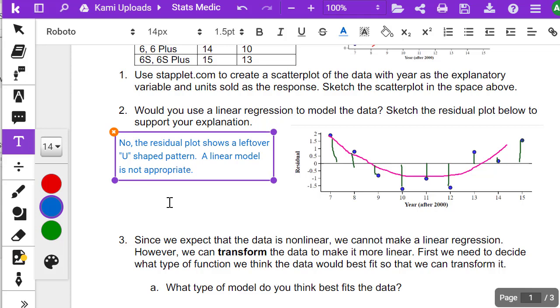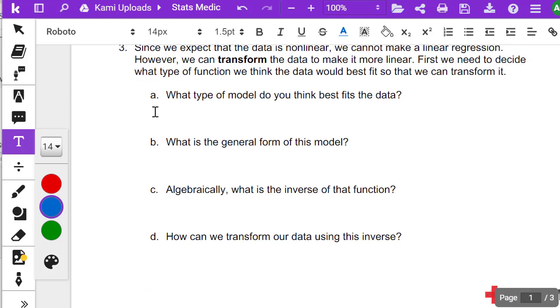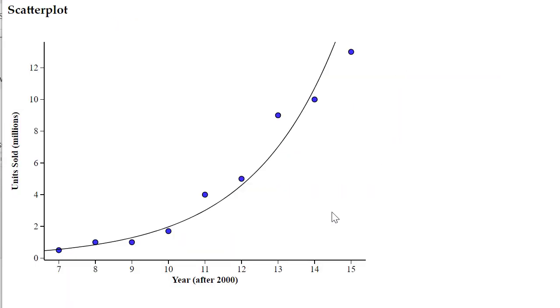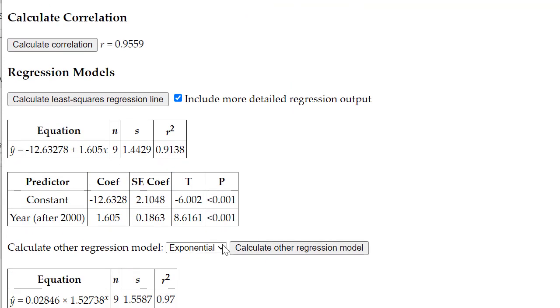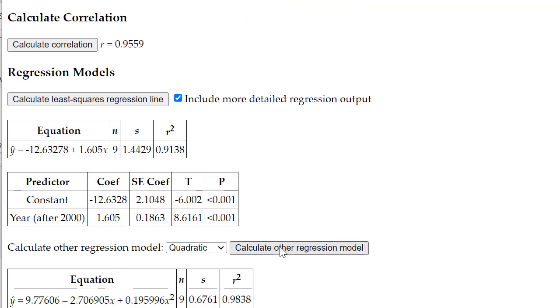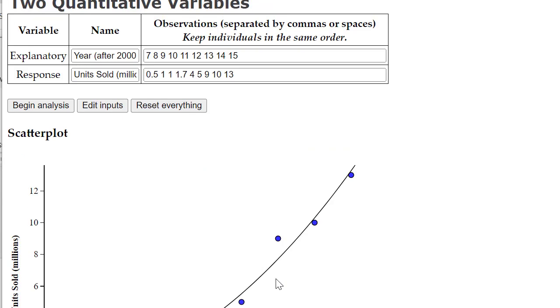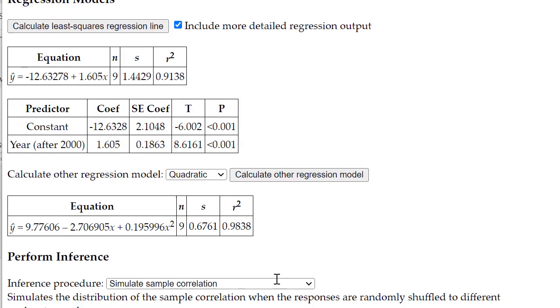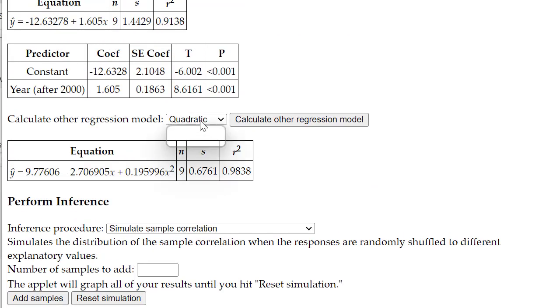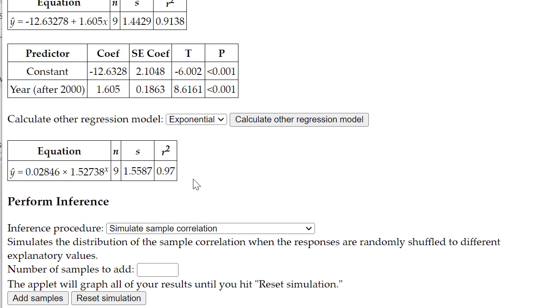All right. So what type of model did we think would work? Well, as we said before, the exponential. I could also do quadratic. I bet you a quadratic would look okay. So here, I'm going to just look at the correlations just to see, not that they really apply. Oh, there's your R squared is 0.9838. That's quadratic. That's not too bad either, because quadratic in a way kind of looks exponential. And then we have 0.9838 and 0.97.